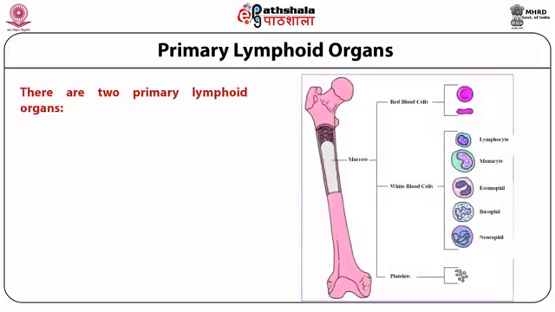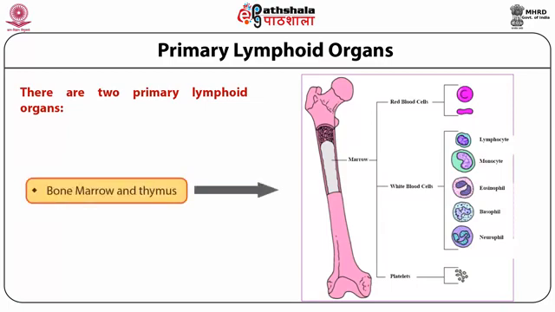Lymphocytes are generated in the primary lymphoid organs. So, the adaptive immune response is initiated in the secondary lymphoid organs. It is here that the lymphocytes show sustained action. There are two kinds of primary lymphoid organs: bone marrow and thymus.